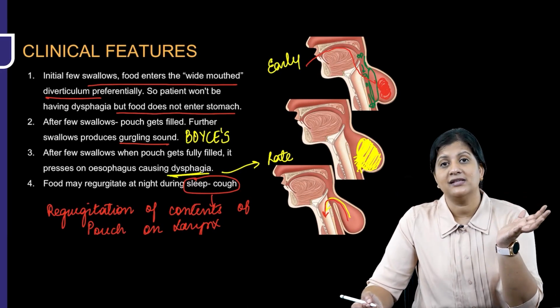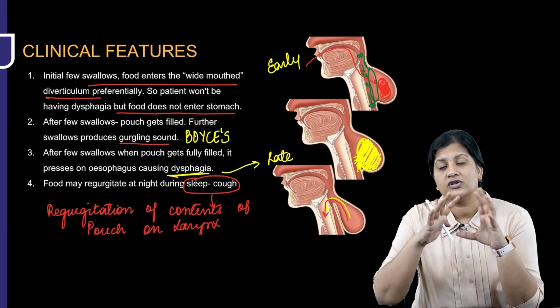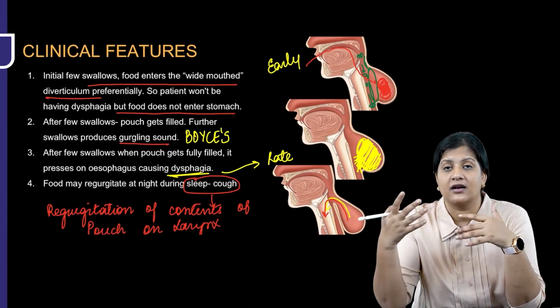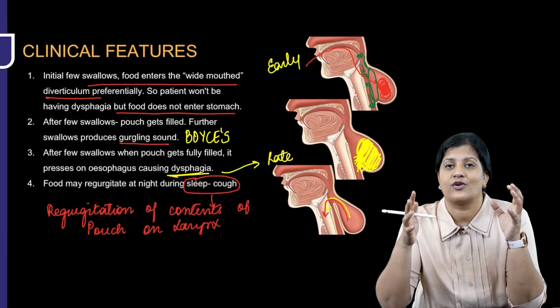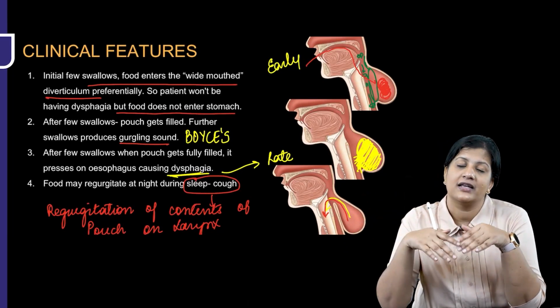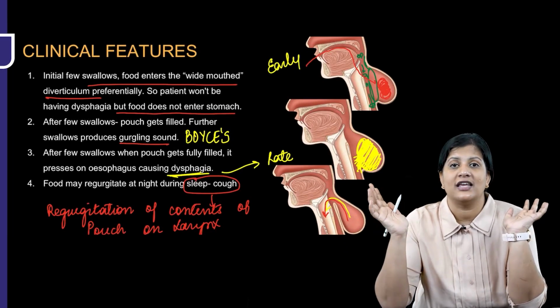So to summarize, in the first part, the patient does not have satiety. Later, the pouch is getting filled with food, producing a gurgling sound. The third part, it is going to compress the upper esophagus to cause dysphagia. And lastly, he'll sleep and the content will fall on the larynx to cause sleep cough.